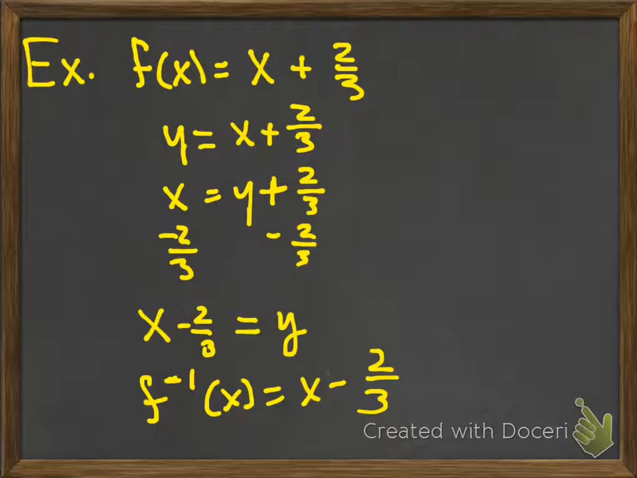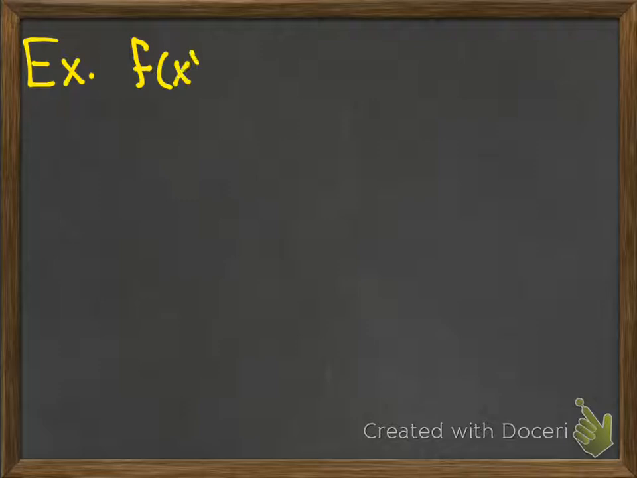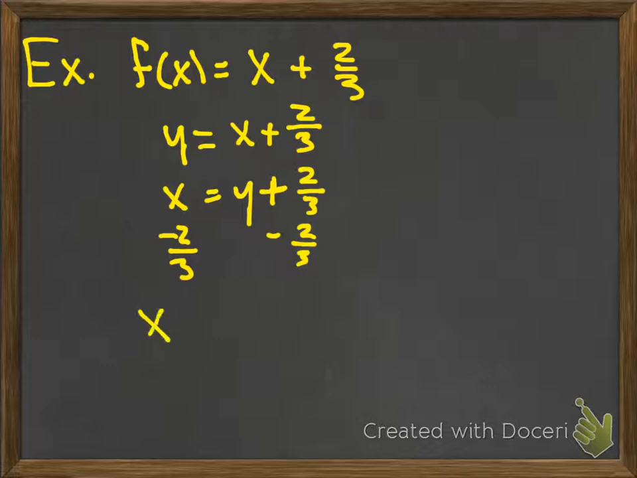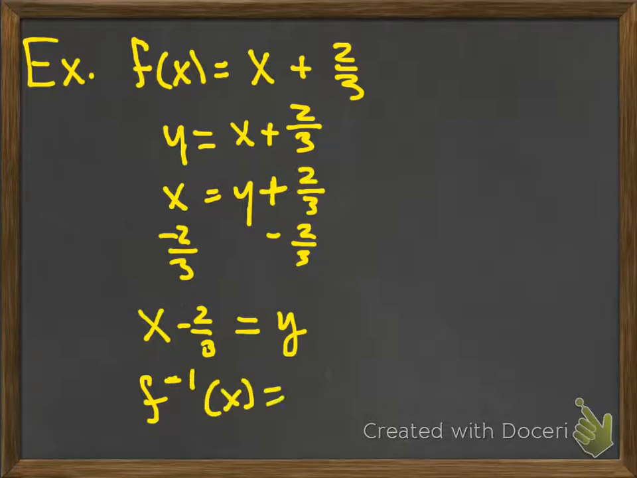Okay, some more examples. Don't know why it switched out like that, but there you go. f of x is x plus 2/3. Again, I'm going to change f of x to the y. And again, you can automatically make that switch where you just say the x and the y are switching because you're thinking of f of x as the y. I'm adding 2/3. The opposite of adding is subtract 2/3. So I have x minus 2/3 is equal to y, which now that since y is by itself, that's the inverse. And so that means f negative 1 of x is equal to x minus 2/3.